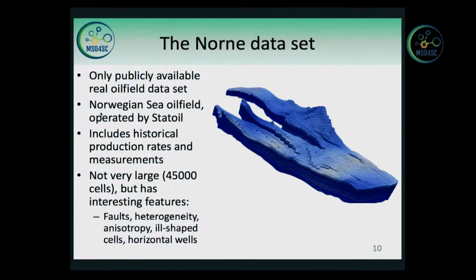And it's the only publicly available real oil field dataset. It's a Norwegian Sea oil field, so it's outside the north of Norway, or the middle of Norway, mostly. A very nice thing is that it includes historical production rates and measurements, so you can actually try to do better in terms of simulating it than those who have come before you.